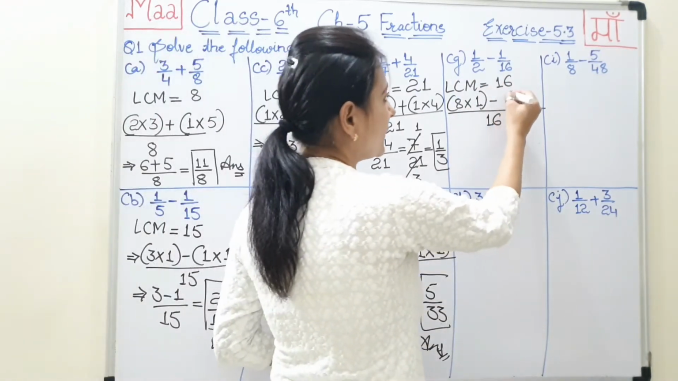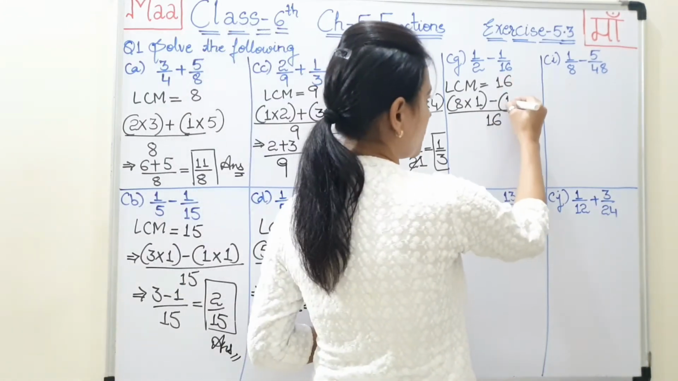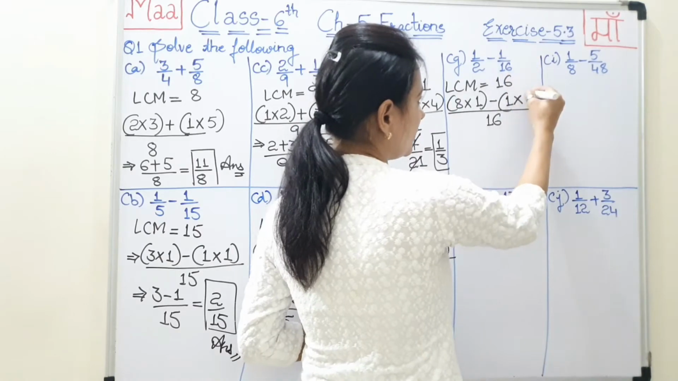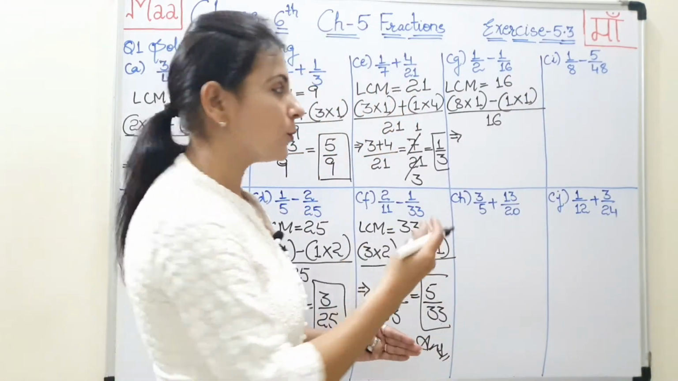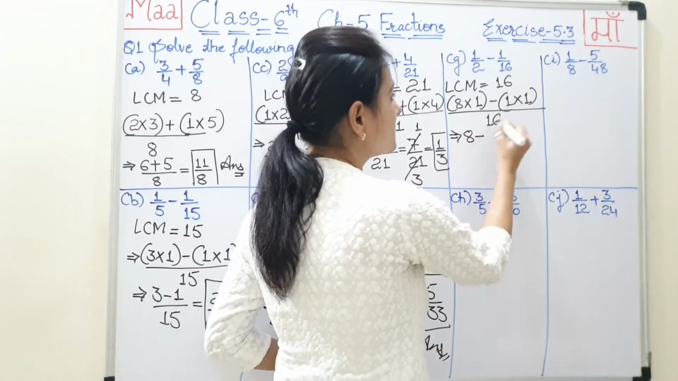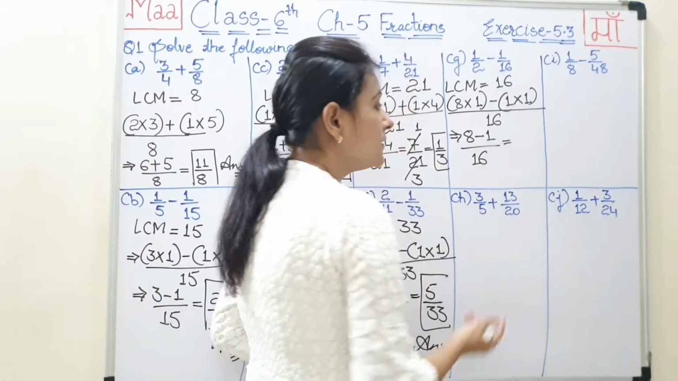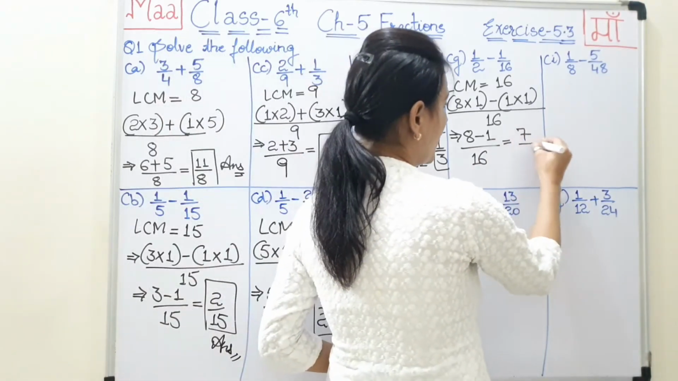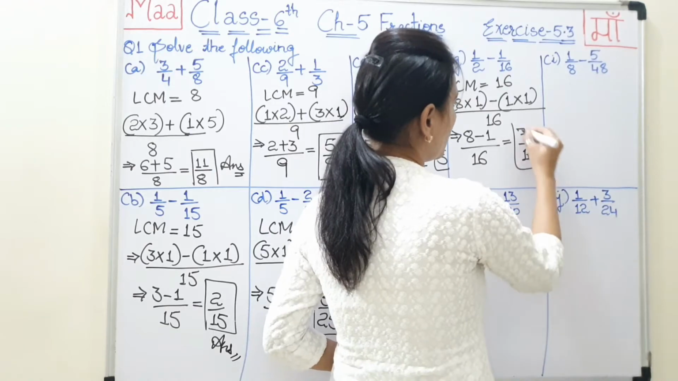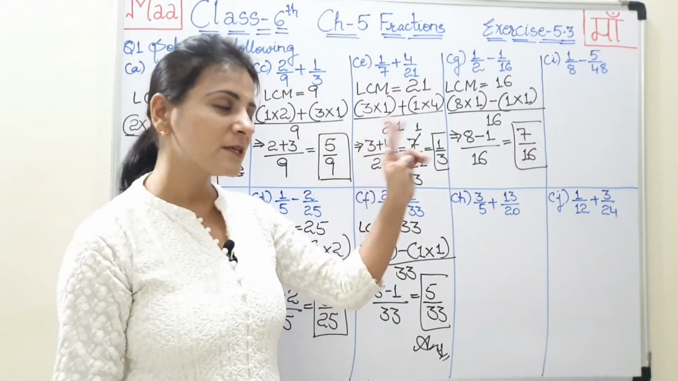Again open the bracket. In the table of 16, 16 comes 1 time. So we will write 1, multiply by the numerator 1. Next step we will do multiplication. So 8 ones are 8 minus 1 one is 1 upon 16. Now subtract it. So 8 minus 1 is equal to 7 upon 16. So both the numbers are not cancelling. So this will be the answer of part G.